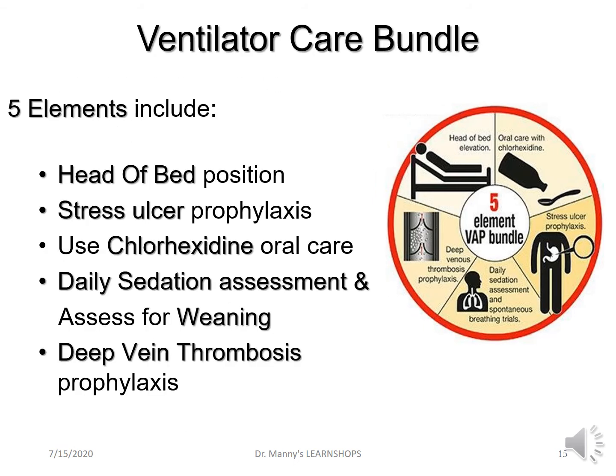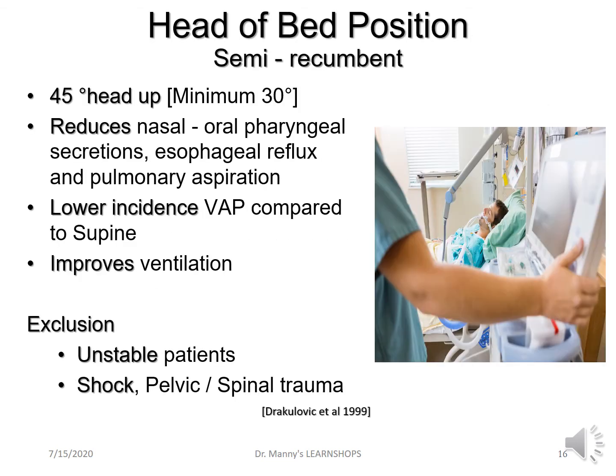The ventilator care bundle essentially consists of 5 elements: head of bed position, stress ulcer prophylaxis, use of chlorhexidine as oral care disinfectant, daily sedation assessment and assessment for weaning, and deep vein thrombosis prophylaxis. There are more, but these are the 5 essential elements. The head of bed position is the first one. It's recommended to try and keep the patient in a semi-recumbent position.